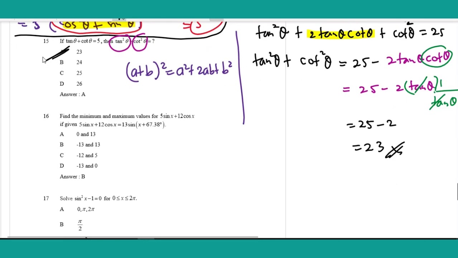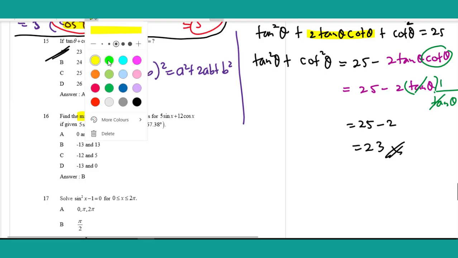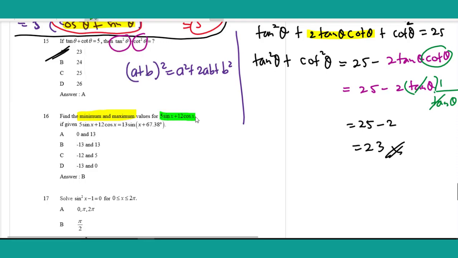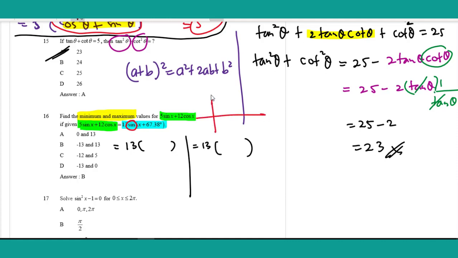Number 16. Find the minimum and maximum values for this one, 5 sin x plus 12 cos x. Given this, the function is equal to this. That means we just consider the function, so 13 cosine or sine, because the graph is like this.